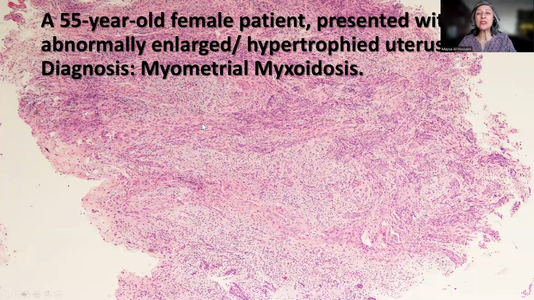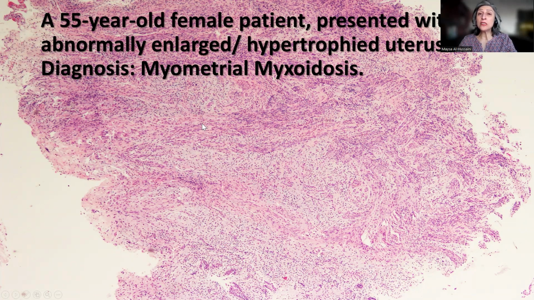It's a rare occurrence, but an important differential diagnosis for cases of uterine hypertrophy. It has been described in association with rheumatoid arthritis, with SLE, and in some cases with neurofibromatosis type 1.